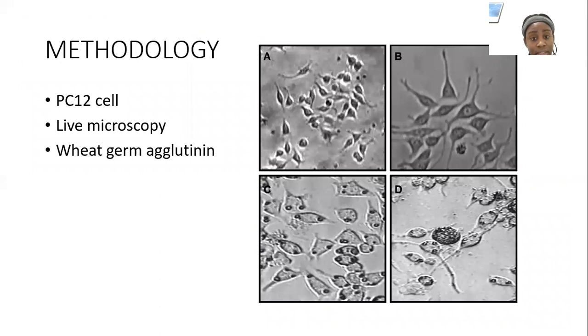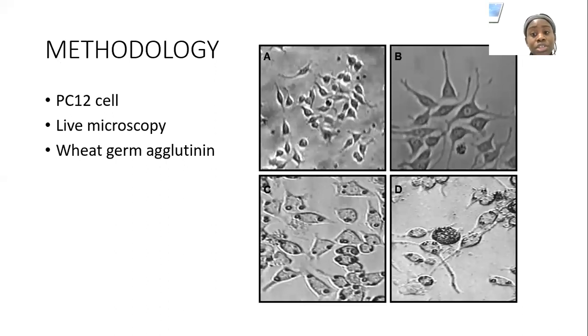So the methods. The researchers obtained PC12 cells. So PC12 cells are obtained from a rat's adrenal medulla, which forms from the neural crest, and they got this because it's easy to culture.